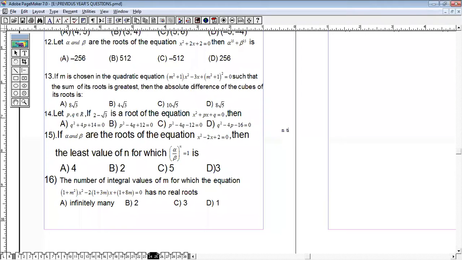So 14th problem. Since 2 minus root 3 is the root of the equation x square plus px plus q is equal to 0, then the first option is q square plus 4p plus 14 is equal to 0. Second option is p square plus 4q plus 12 is equal to 0. Third option is p square minus 4q minus 12 is equal to 0.